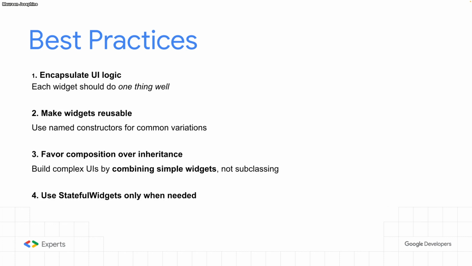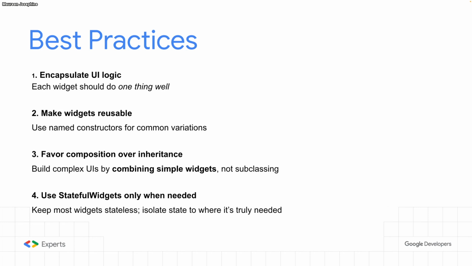Another practice would be to use stateful widgets only when you need them. Stateful widgets are widgets that change, meaning they can mutate from one state to another. It's recommended that you only use them when you need them because they are expensive to use, especially because they change. And stateless widgets are widgets that don't change.